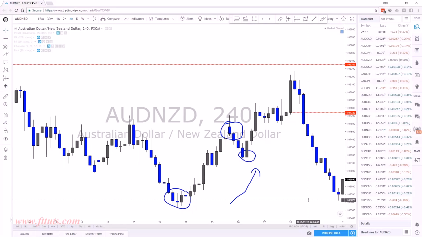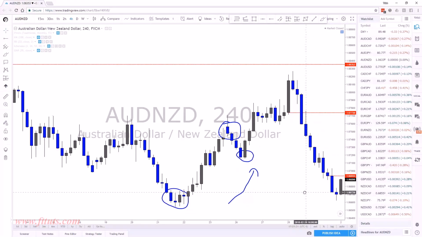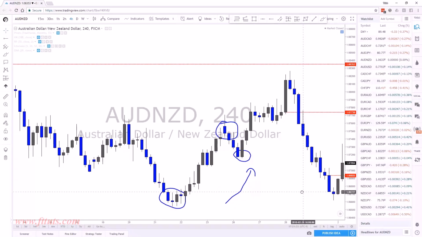We've got buyers coming back in. Are they ready to take over control of the market, or are the sellers going to keep pushing it down? We won't know until we see whether or not price breaks above our controlling candle. It has to close above this level for us to even consider getting into a long trade, which it does. Now we have a break above.